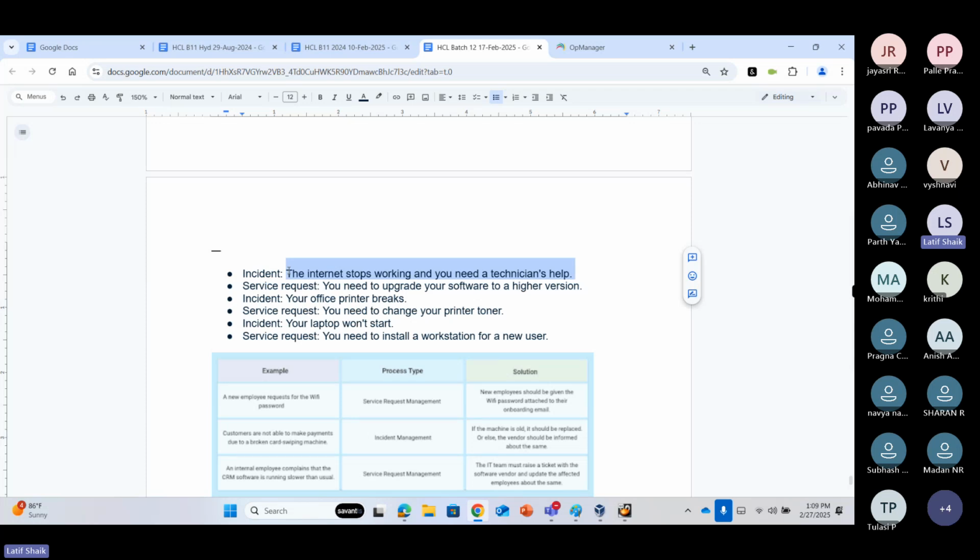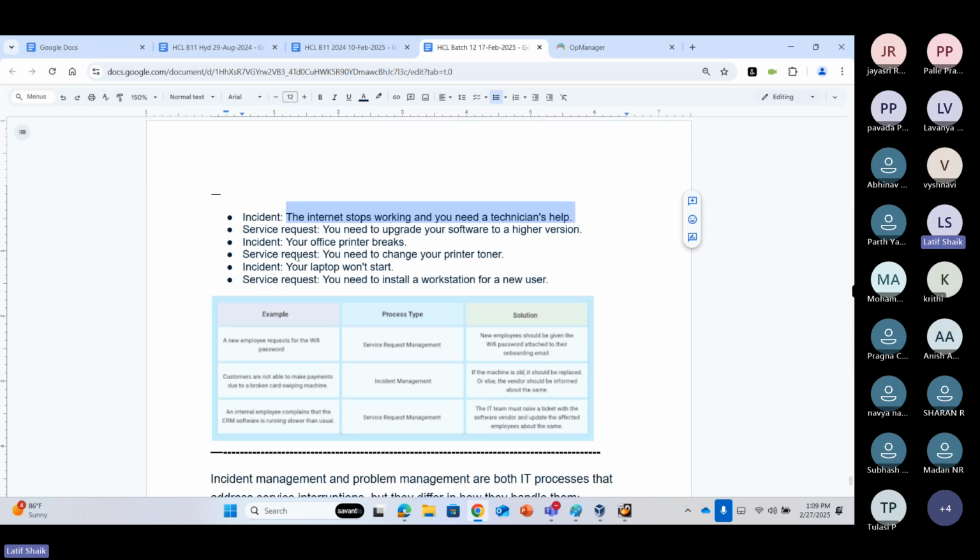Incident: your office printer breaks. You need to change your printer toner. Inside is a cartridge, no? So then the required change is a service request. It's working, but the toner is almost finished, so you have to change it. Your unplugged device is not working: incident. You need to install a workstation for a new user. A new employee joins, so you have to create a new workstation, meaning a new laptop or desktop. You have to get one system ready for the new employee. That is a service request.